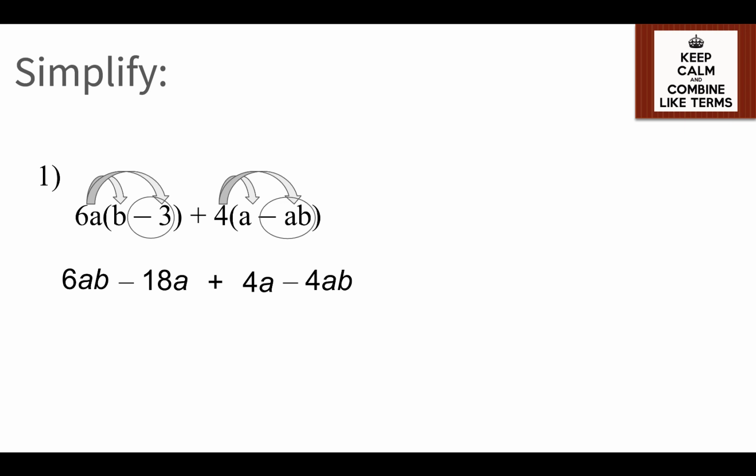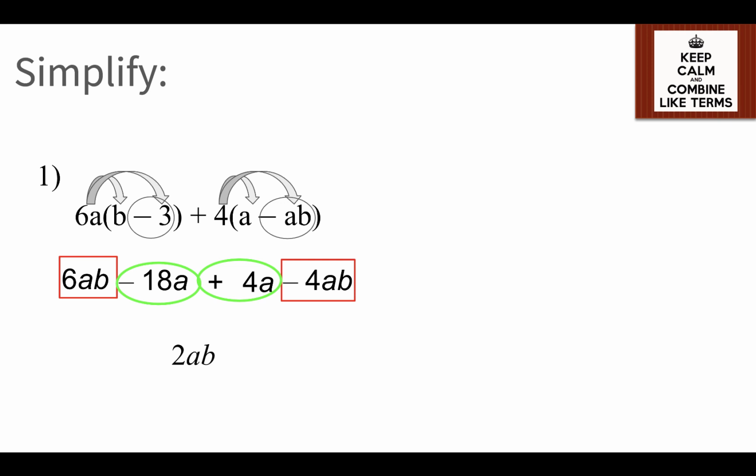I don't have any constants in this problem. So I'm going to start with my first term, which is 6ab. Is there another ab term? Absolutely, minus 4ab. There are no more ab terms. There are just a terms. So I know I can combine those together. 6ab, and I'm subtracting 4ab. How many ab's do I have? 2ab. It's a positive 2ab, right?